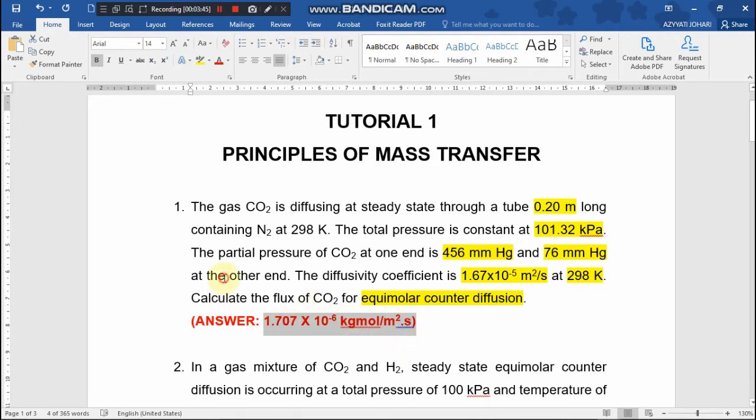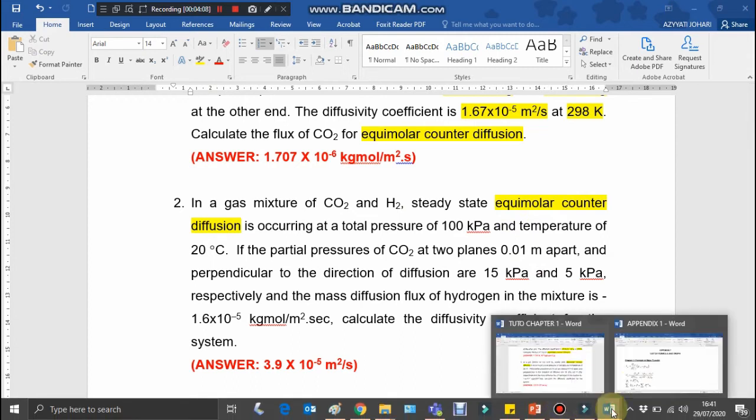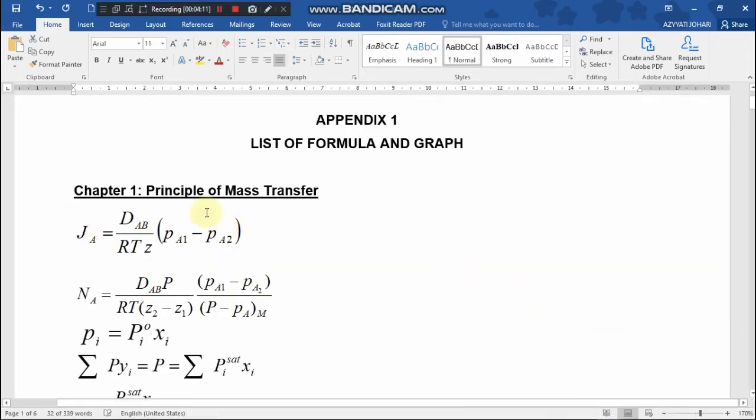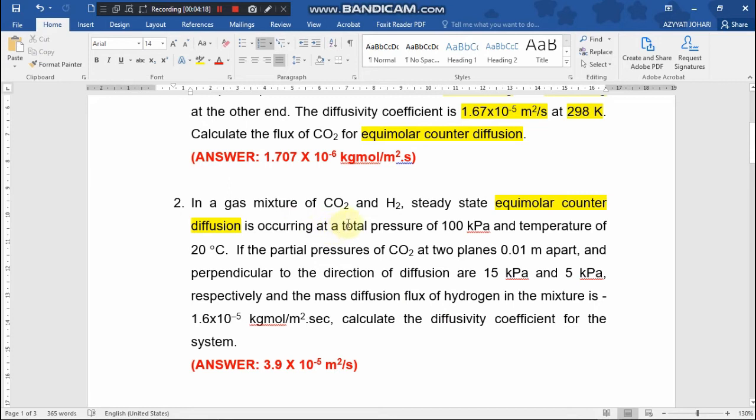Right, so this is the idea for doing question number 1. Let us move to question number 2. In a gas mixture of CO2 and hydrogen gas, steady state equimolar diffusion. Again, this is equimolar counter diffusion, so the similar equation you may pick in the appendix applies to this case. The first equation is occurring at a pressure of 100 kPa. So this is the total pressure.